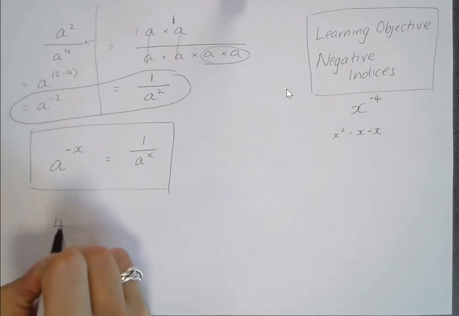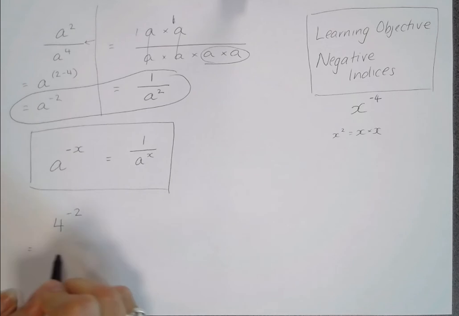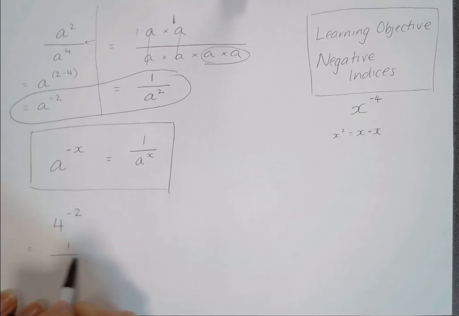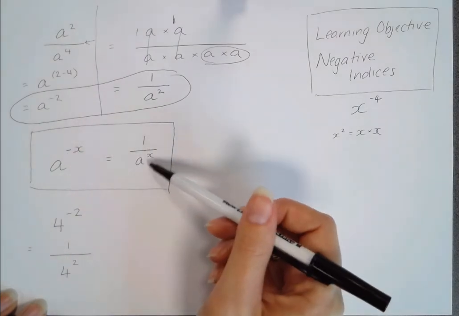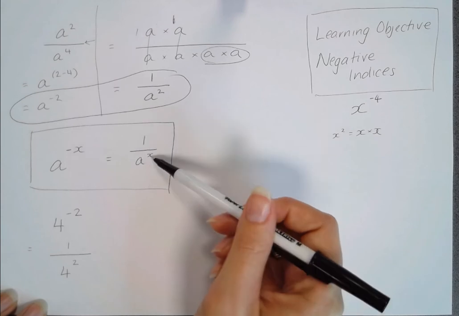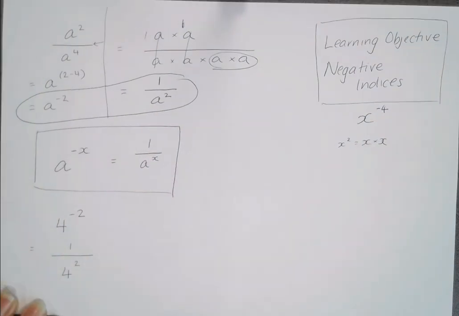We've got 4 to the power of negative 2, and that's like saying 1 divided by 4 to the power of positive 2. So you can see the pattern. If it's up here and it's negative, we put it on the bottom of a fraction as the denominator with 1 on the top, and we turn it to a positive power. We'll do another one this time.